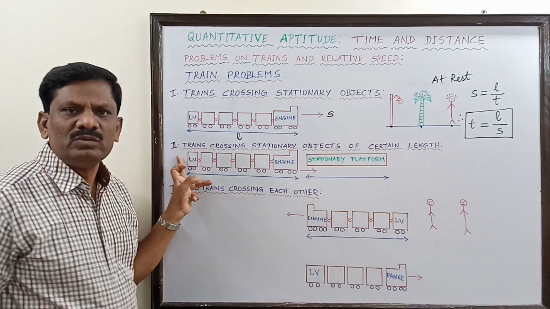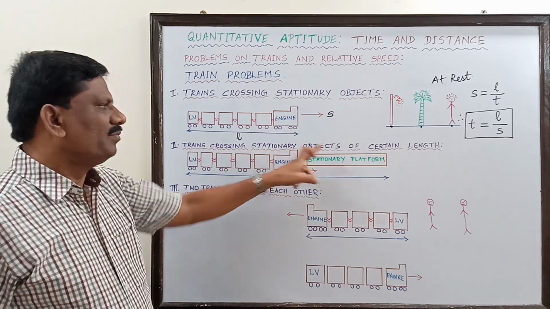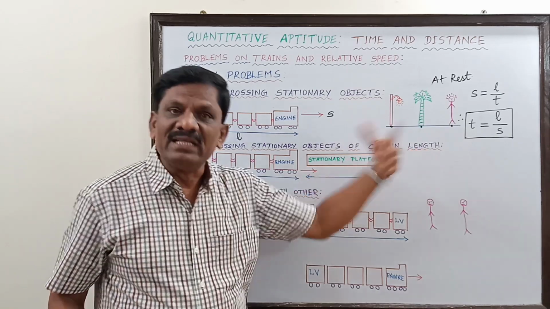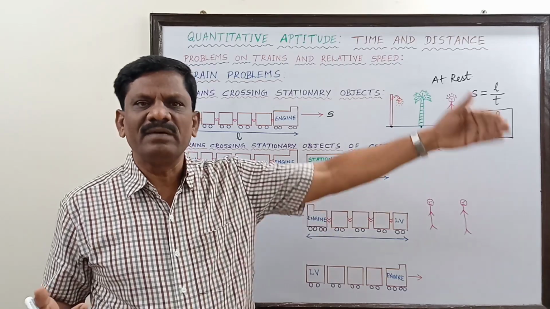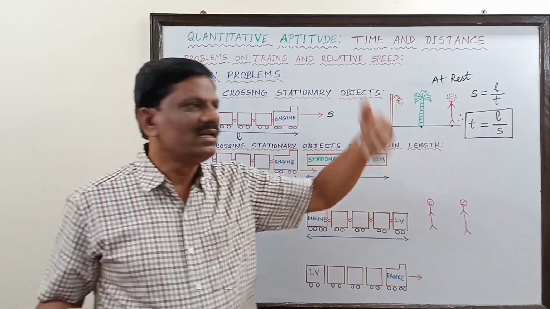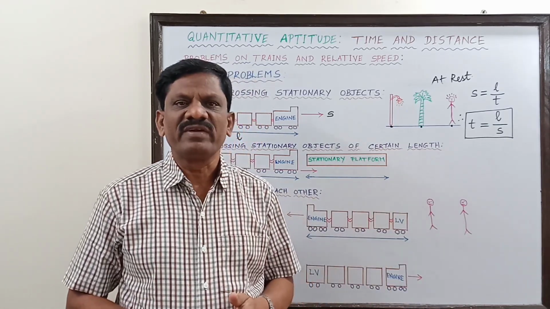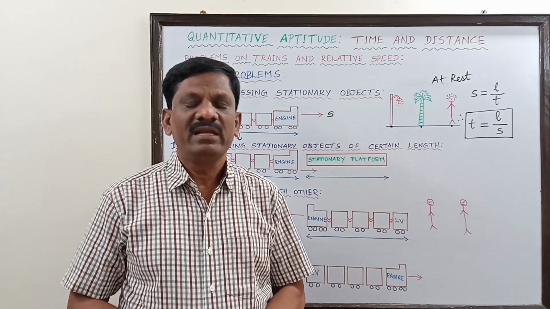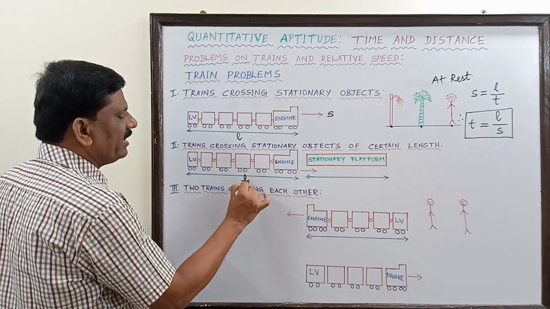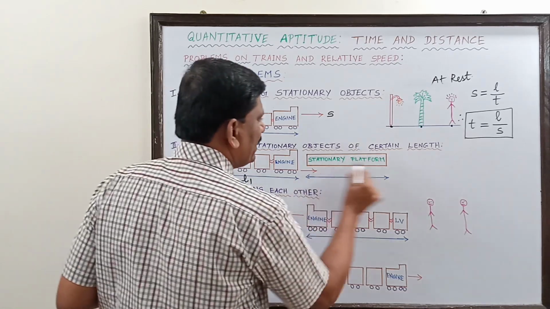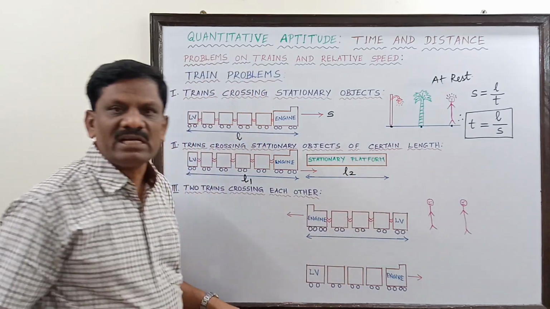Now case 2, the trains crossing once again stationary objects, but objects of certain length. Sometimes the train will enter the railway station and it will cross the platform of the railway station and go away. So the railway platform sometimes will be equal to the length of the train or sometimes a little more than the length of the train also. In that case, I will take the length of the train as L1 and the stationary platform or railway bridge of length L2.